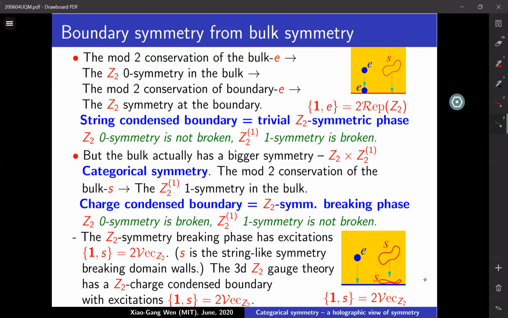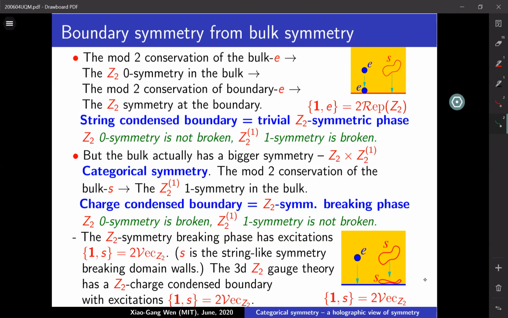However, this holographic point of view gave us some new insights. That is, if the boundary symmetry comes from the bulk conservation law, the bulk will also have a string, and the string also has a mod 2 conservation. So the mod 2 conservation represents a Z2^(1) symmetry for the strings. But obviously for this boundary, we only have a Z2 symmetry but not a Z2^(1) symmetry, because the string condensed. Or in some way, we say this Z2^(1) symmetry is spontaneously broken. Its condensation is spontaneously broken.